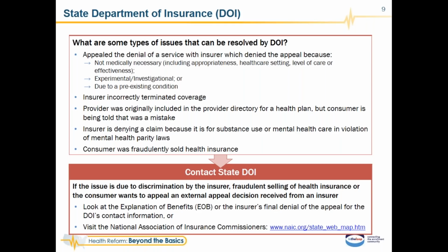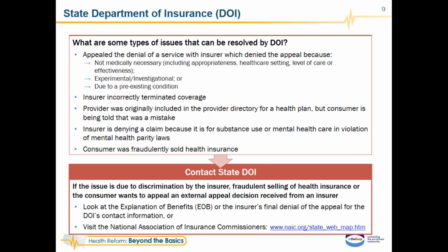Also, if the insurer terminates coverage, provider directory issues, denying of claims that may violate mental health parity or other discrimination laws, or if there was fraud in the selling or use of insurance. In these cases, again, the consumer's best bet is to go directly to the Department of Insurance, which regulates insurance carriers in each state, rather than come to the marketplace, because while the marketplace does approve and certify the insurers who participate in the marketplace, the sort of day-to-day or week-to-week activities of the insurer are really overseen in the states by the Department of Insurance.